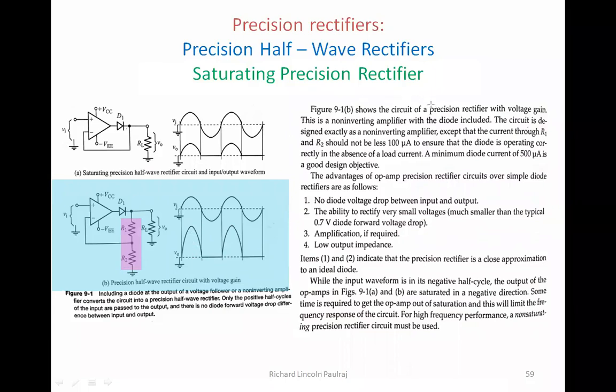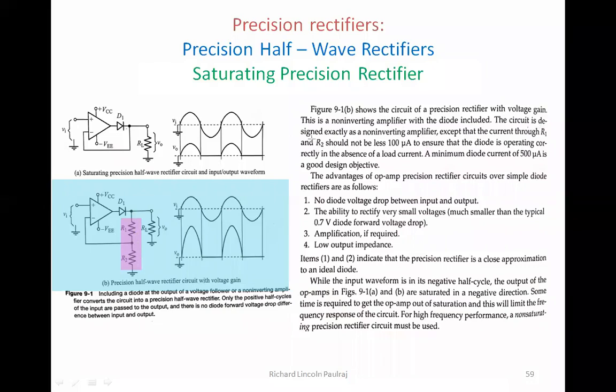The figure shows the circuit of a precision rectifier with voltage gain. So not only rectification, but here I am able to achieve gain, in the form of amplification. This waveform will have its own amplitude, which is variable. How is it variable? Based on my selection of R1 and R2.